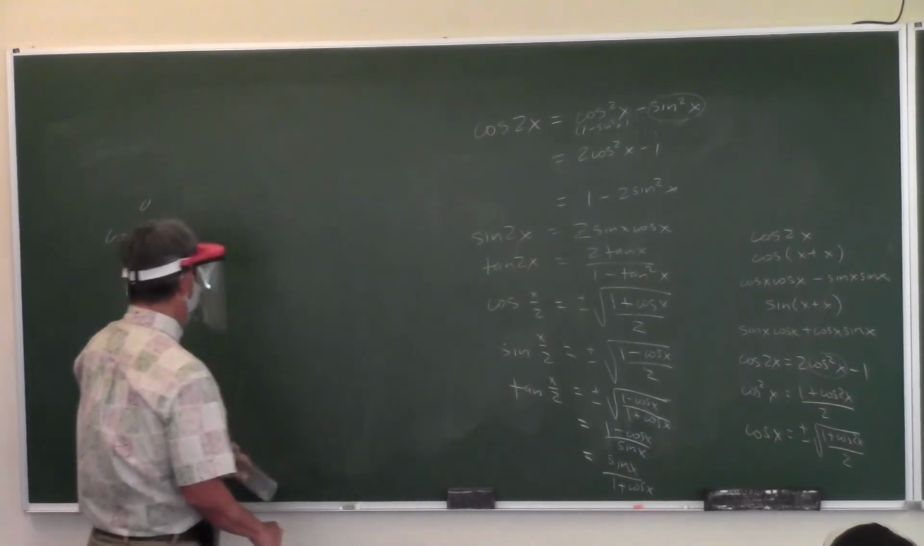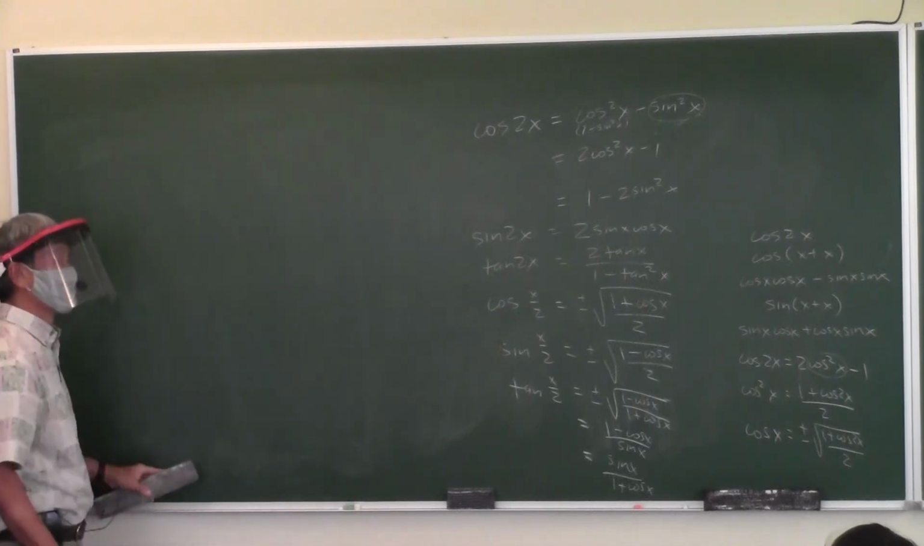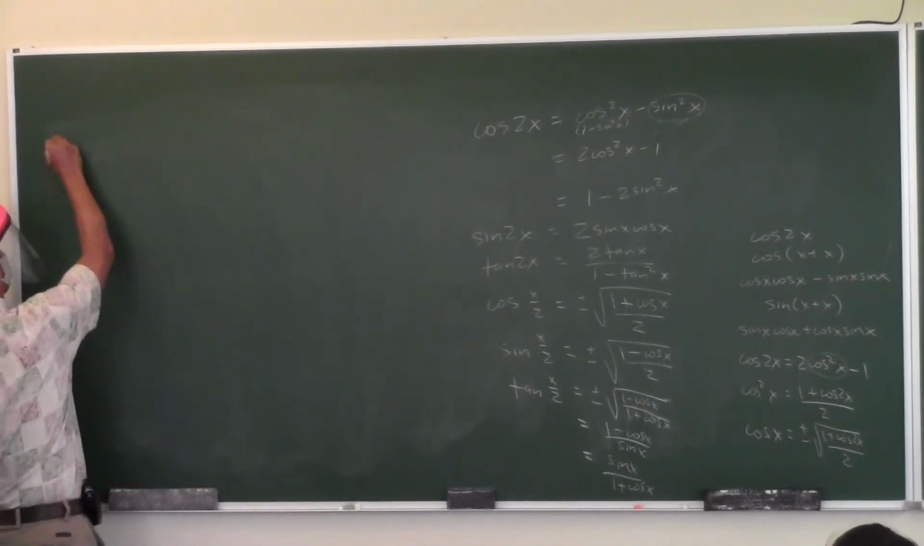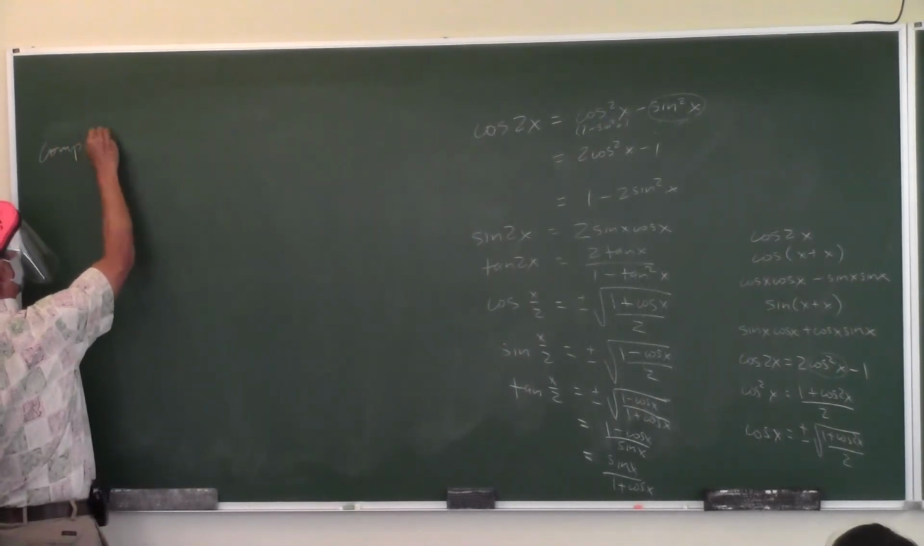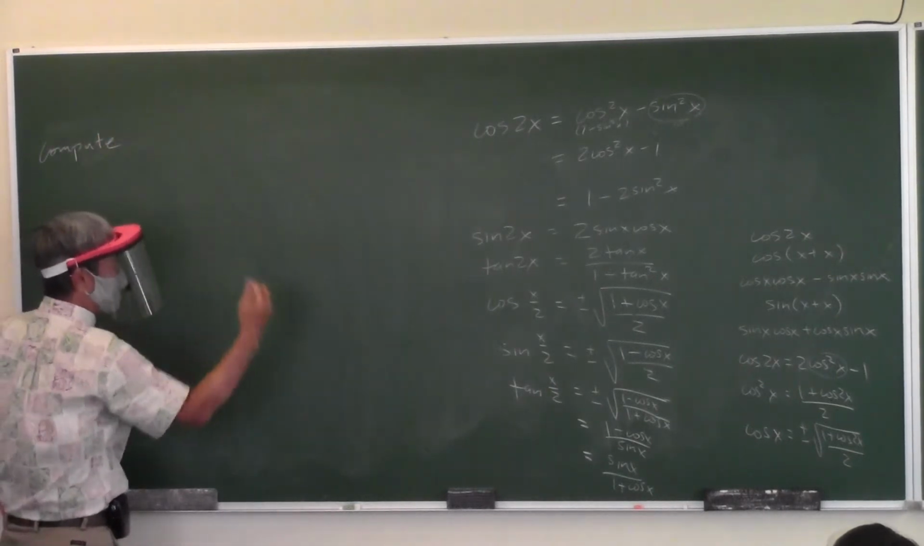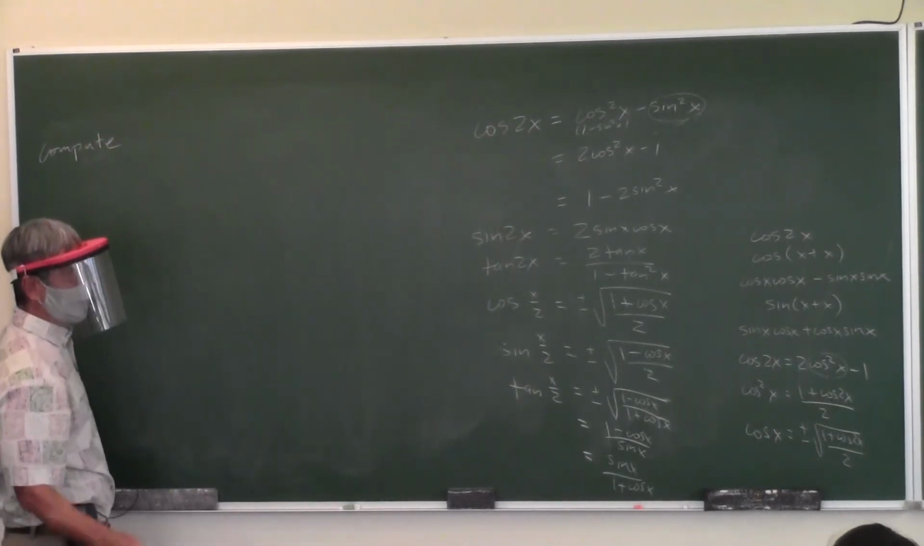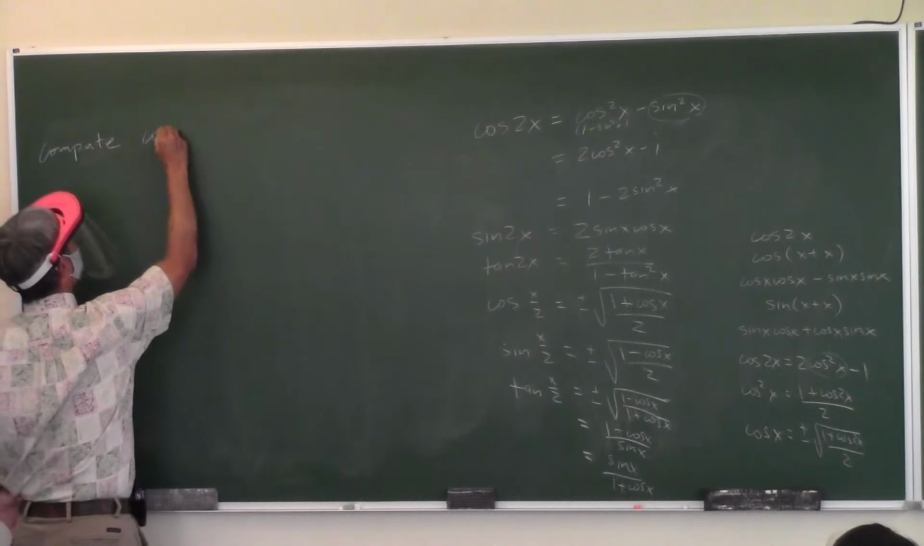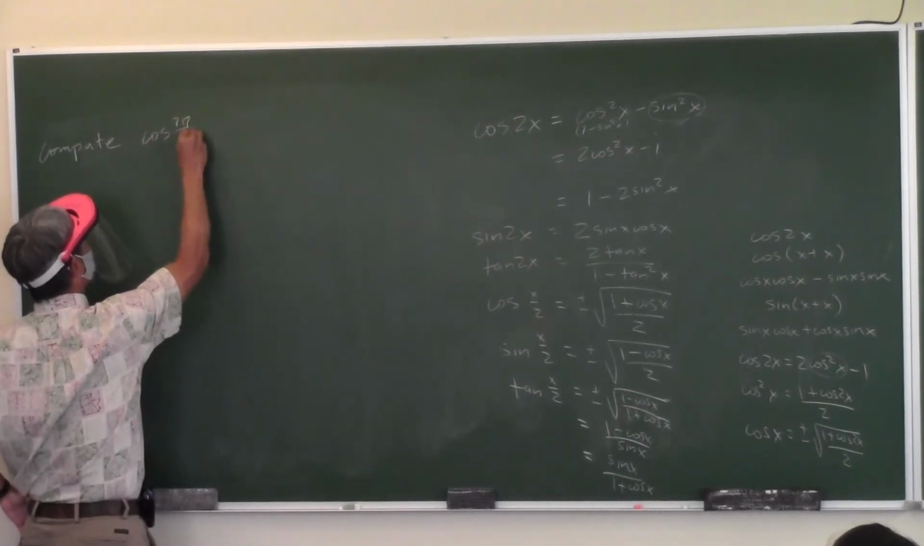Okay, so what kind of problems can you expect to see? Okay, let me think. Compute... I don't want it to be the same as the homework. Yeah. How about cosine 7 pi over 8?